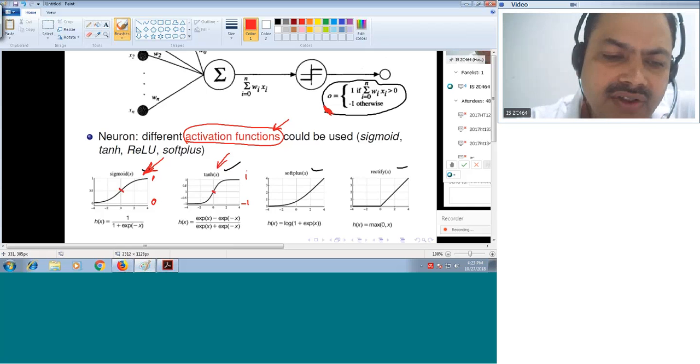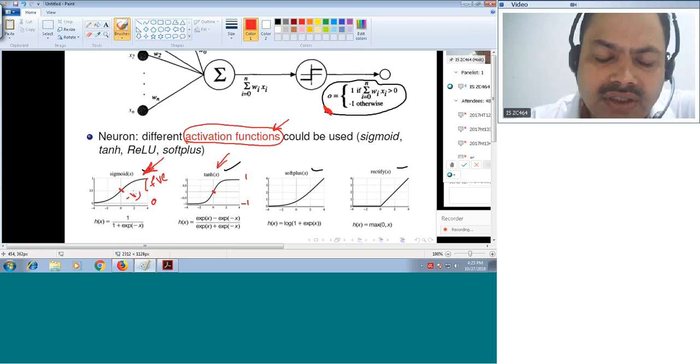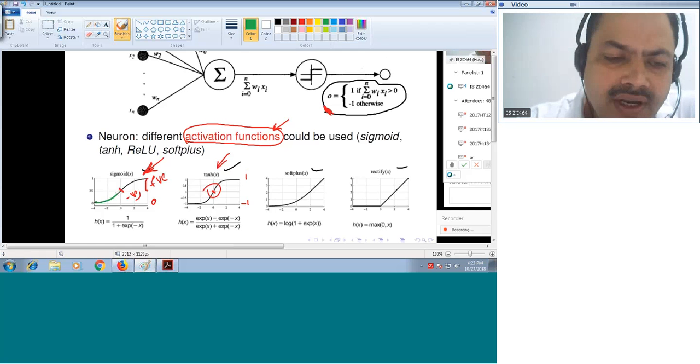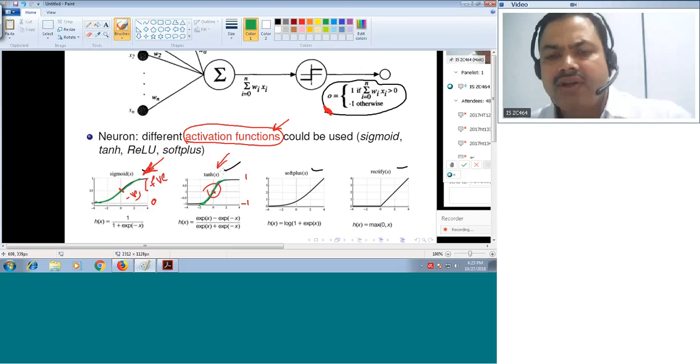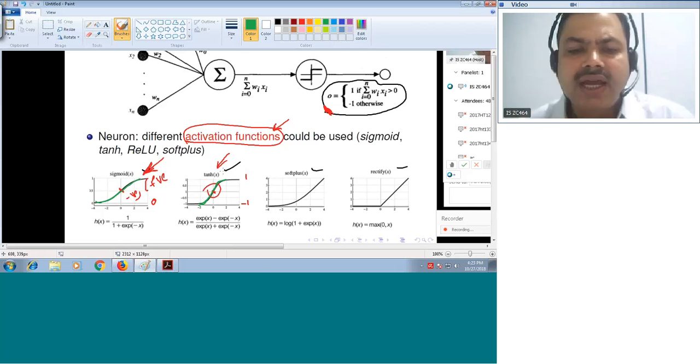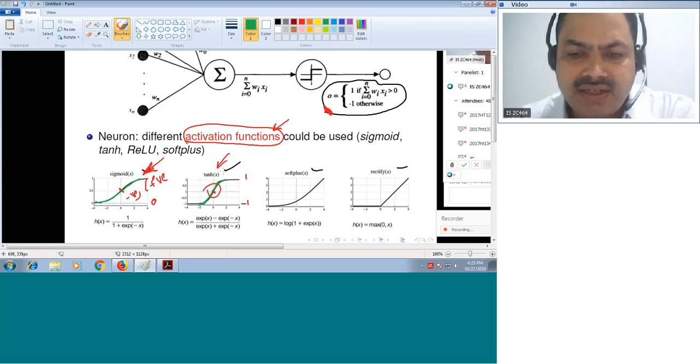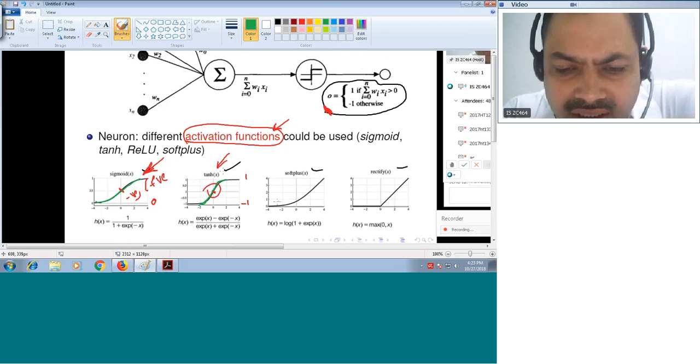If the value is greater than 0.5, then I say that it is positive, otherwise it is negative. But here you can directly use this. Another thing that you can directly see is the slope over here. The slope is small here, and here the slope is large. So what is the importance of the slope? When you are training, if the slope is high, your training is going to be fast.